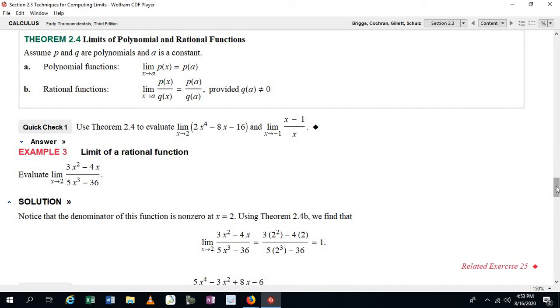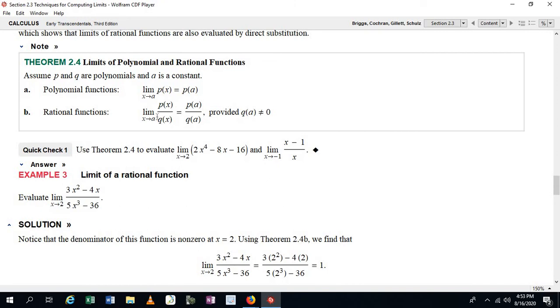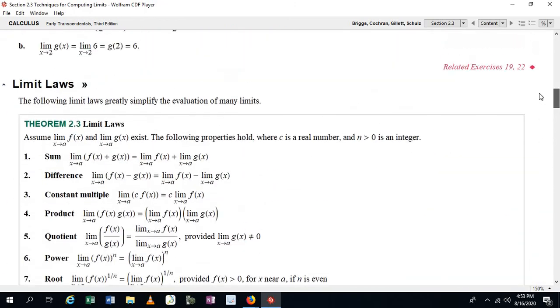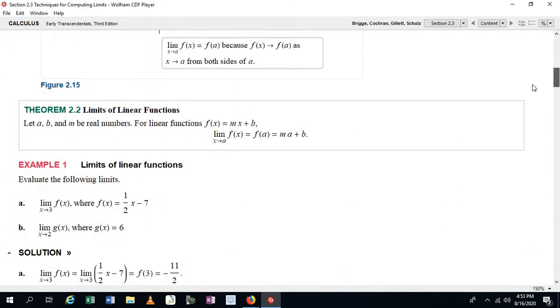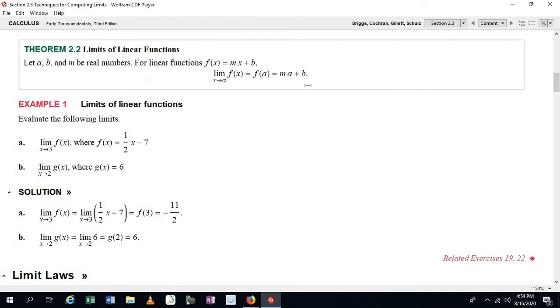So we have three cases where you can use direct substitution to evaluate a limit. If you're finding the limit of a rational function, you can use direct substitution. If you're finding the limit of a polynomial function, you can use direct substitution. And if you're evaluating the limit of a linear function, you can use direct substitution. By the way, linear functions are polynomials, so we really don't even need this extra theorem 2.2.